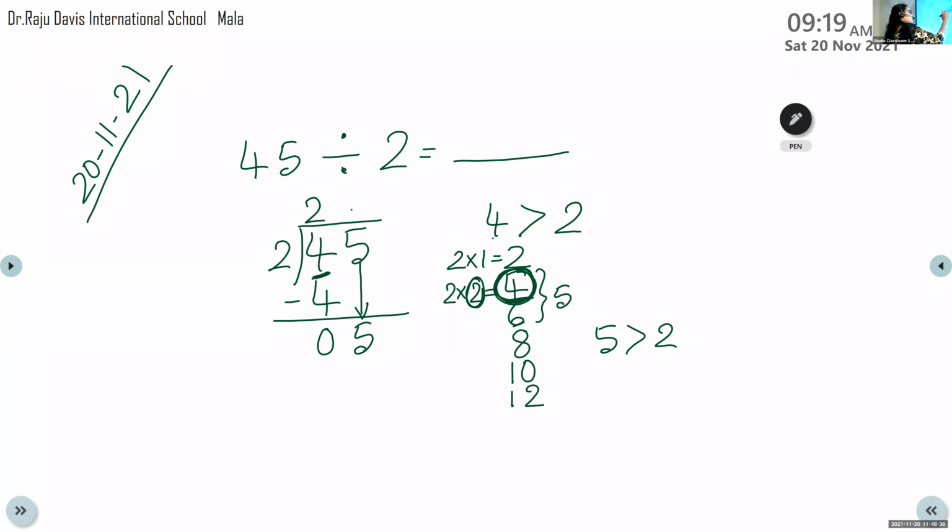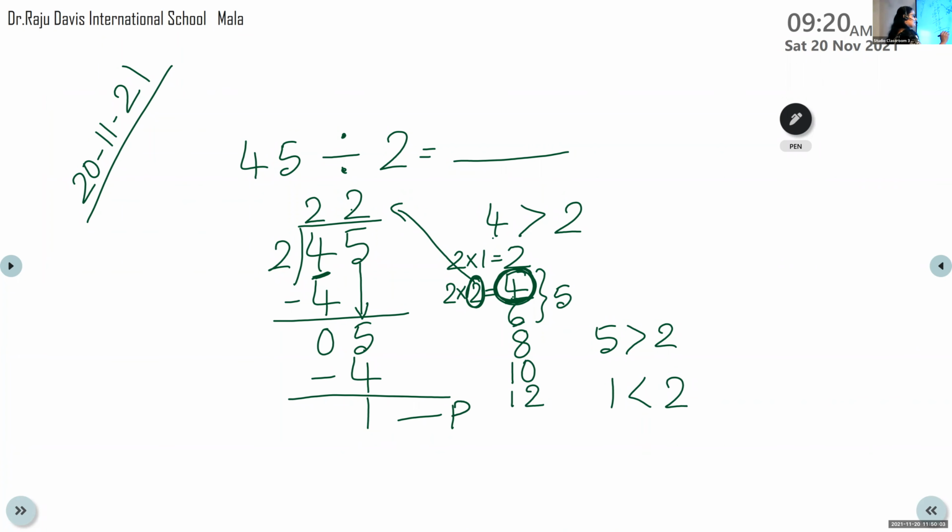And again, 2 into 2 is 4. This middle number will go up here, 2. This product will come down. Again subtract. 5 minus 4 is 1. Now check whether 1 is greater than 2 or not. Now 1 is smaller. The dividend is smaller. No other number is there to bring down, so nothing can be done. Stop there. This will become the remainder, and this will be the quotient. The quotient has to be written as the answer.